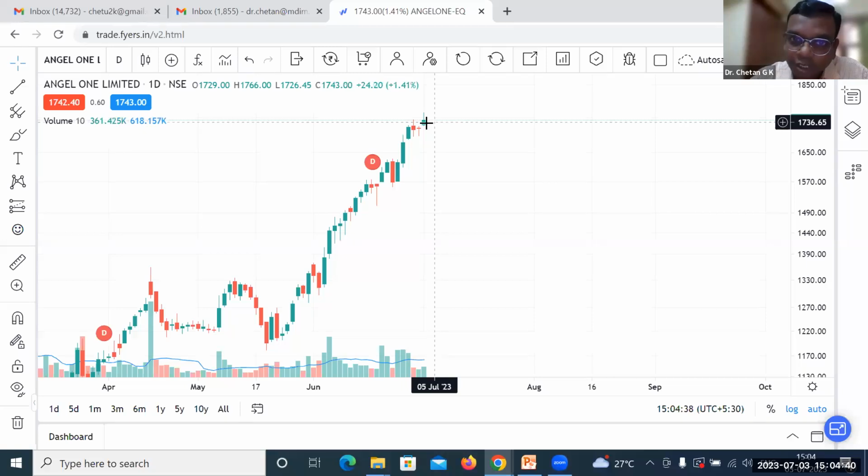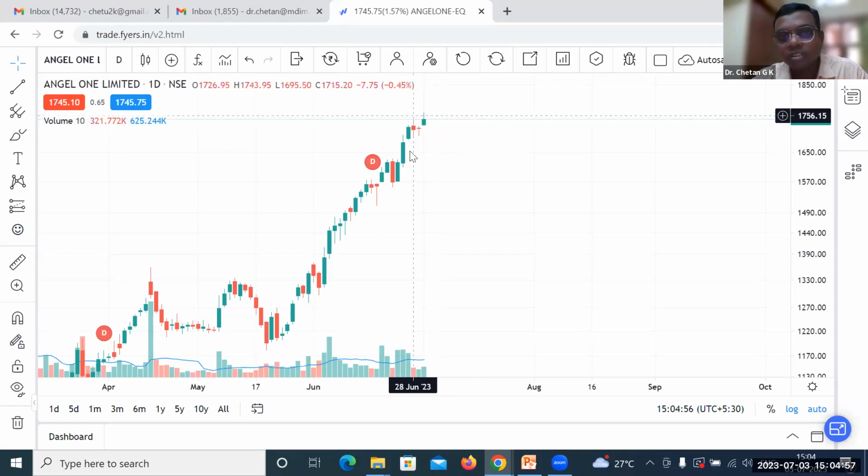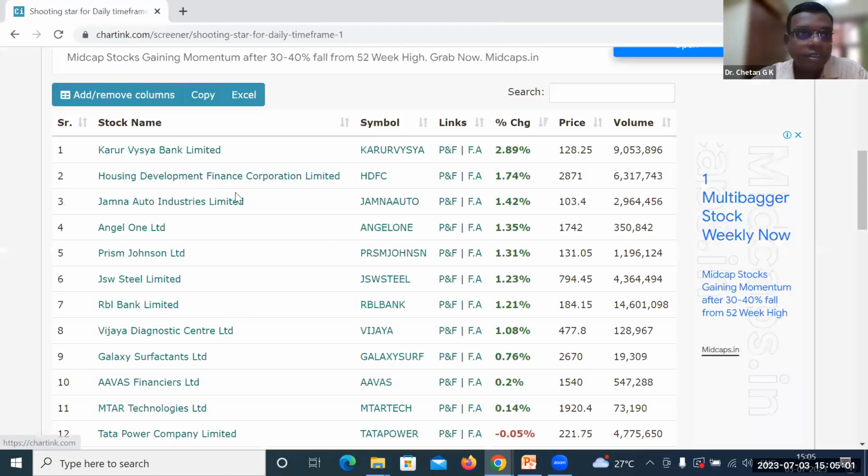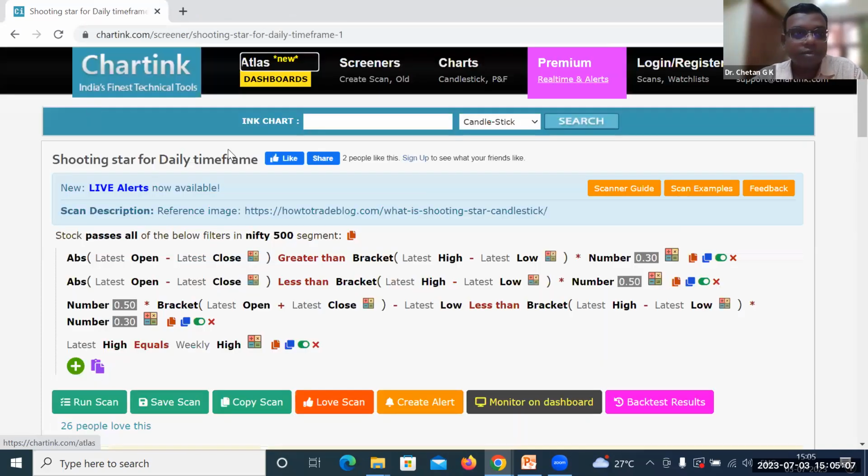Supposing it closes below where it is trading right now. It is trading at 1744. If it closes below 1740, maybe 38 or so, obviously above the open price, then we can think of this as a shooting star. So the candlestick charting is really helping us, is it not? Next is Prism Johnson Limited. Okay, so what is this?